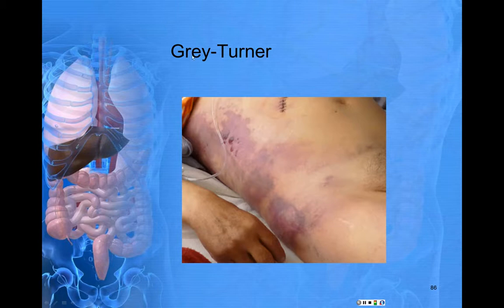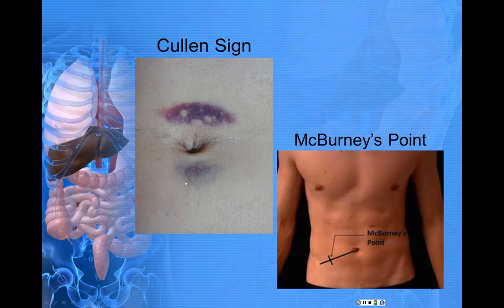Here's a picture of the Grey Turner sign, the ecchymosis in the flank area. The Cullen sign, or ecchymosis around the umbilicus. Here is McBurney's point right here where the arrow is. So you can see if you drew a line from the umbilicus to the iliac crest, right here is where McBurney's point is.